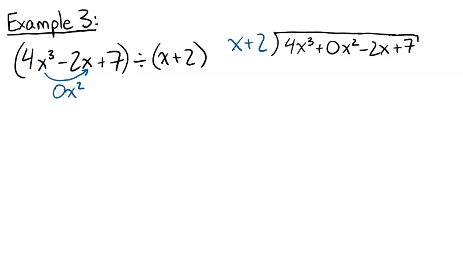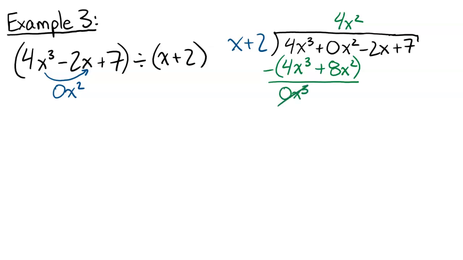And so we have an x cubed, x squared, x, and a non-x term. We have to go down one at a time. So now we say, okay, well, 4x squared times x gets me 4x cubed. And so now I'm going to multiply that as well by the 2, and that gets me 8x squared. When I subtract that entire line from the line above, 0x squared minus 8x squared gives me negative 8x squared, and the x cubes cancel out as they should.